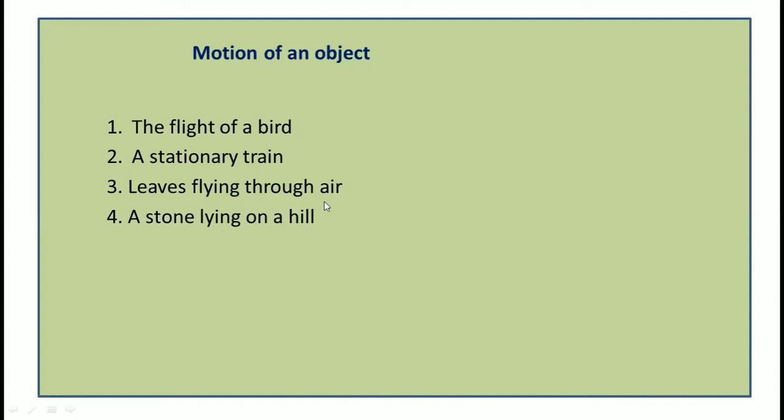We know that many objects are in motion every day. Sometimes we cannot see the motion of an object directly, but it is moving. That means if the position of an object is changing with respect to its surroundings, then it is said to be in motion. Otherwise, it is said to be at rest.